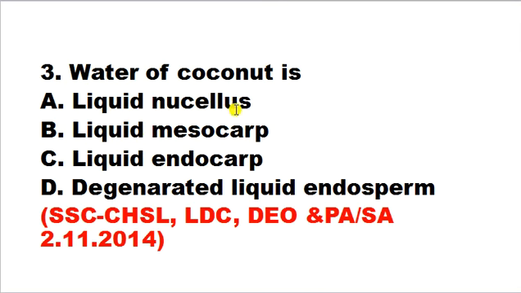Water of coconut is liquid nucleus, liquid mesocarp, liquid endocarp, degenerated liquid endosperm. So friends, endosperm क्या है? Endosperm is a tissue that is produced inside the seed of most flowering plants. ये जो liquid endosperm है, this is coconut water. जो coconut के अंदर, green coconut के अंदर water होता है, that is degenerated liquid endosperm. So it is the best example of liquid endosperm, that is coconut water.